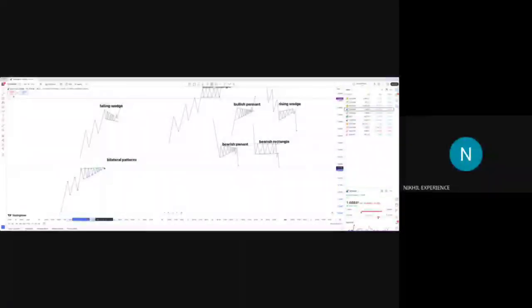Let me use that one. A triangle that is going up. So when you see it like this, it could either break out to the upside or to the downside. In this case, price could either break out here, retest, and continue selling. Or price could break out here, retest, and continue buying.